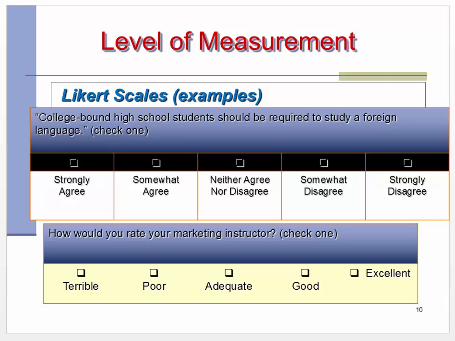This is an example of a Likert scale on slide number 10, where there are 5 answer choices given: strongly agree, somewhat agree, neither agree nor disagree, somewhat disagree, and strongly disagree, for the question of college-bound high school students should be required to study a foreign language. Another sample question is, how would you rate your marketing instructor? The answer choices given are terrible, poor, adequate, good, or excellent. And the respondent is supposed to check any one of 5 choices.